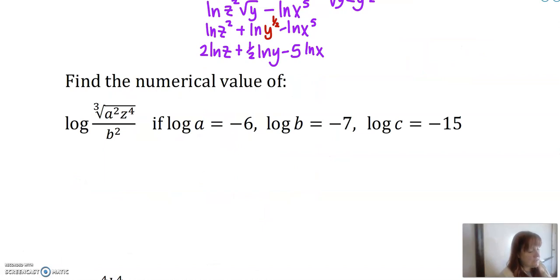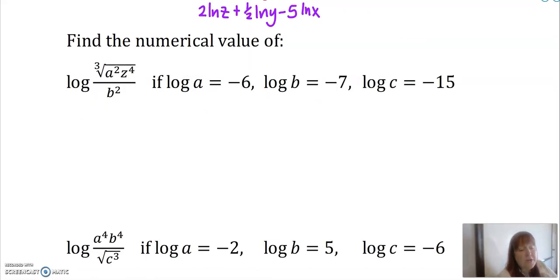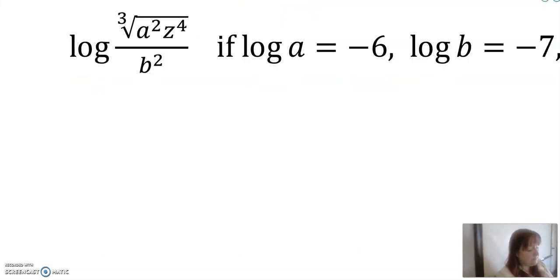Now these ones are asking us to find a numerical value. So the first thing we do is we split the log all the way up until we have just log of A, just log of B, and just log of C. So we're going to have to get rid of anything multiplying together, anything dividing. We're going to have to get rid of exponents, all of that stuff. And then we'll be able to evaluate it. So let's start by splitting this up.